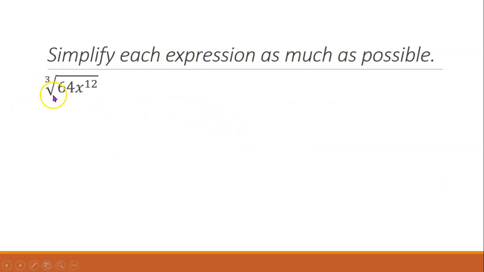The cube root of 64x to the 12th is, well, we can take cube roots of both of these things. 64 is a perfect cube. It's 4 cubed, so the cube root would be 4. And then x to the 12th would be x to the 4th cubed. It would be x times x times x times x times another one of those times another one of those, 3 groups of x, x, x, x all multiplied together. So the cube root of the whole thing is 4x to the 4th.